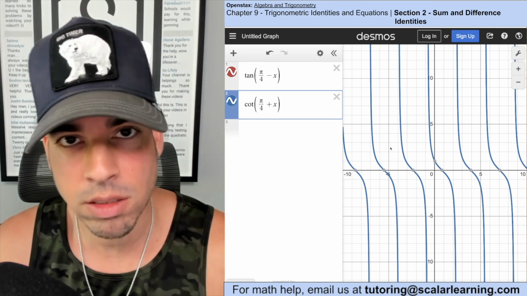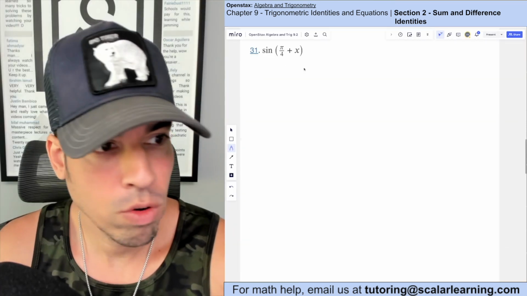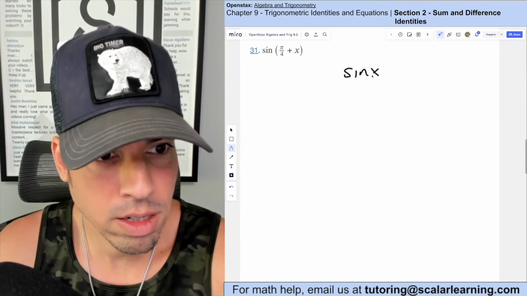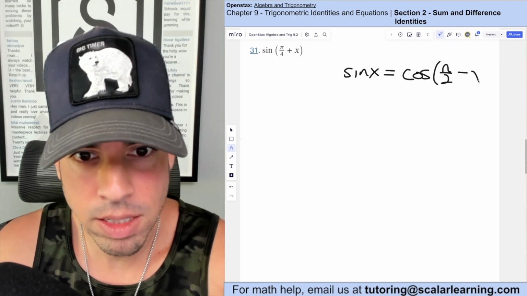You see they're right on top of each other. They're equivalent. That's how you do it. Done. Leveraging our cofunction identities, we know that sine of x is equal to cosine of pi halves minus x.